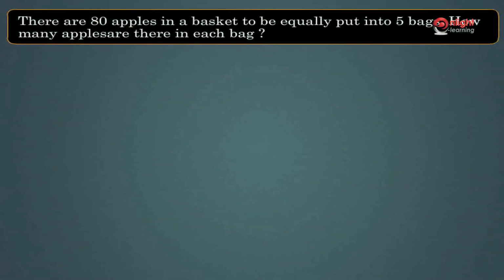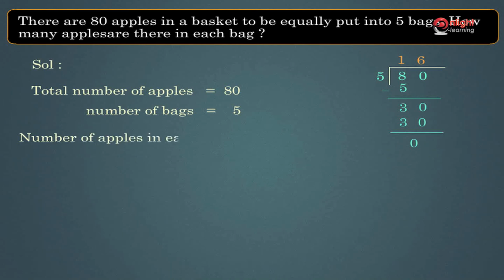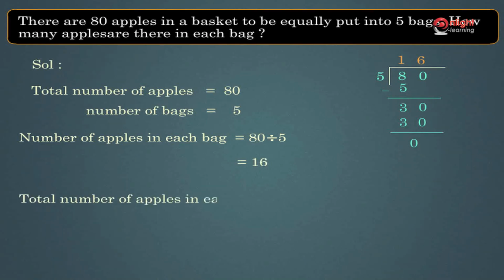Example 1. There are 80 apples in a basket to be equally put into 5 bags. How many apples are there in each bag? Solution. Total number of apples equal to 80. Number of bags equal to 5. Number of apples in each bag equal to 80 divided by 5 equal to 16. Therefore, total number of apples in each bag equal to 16.